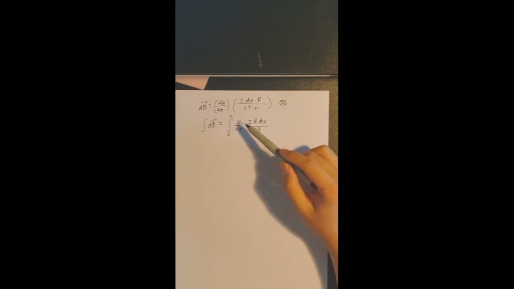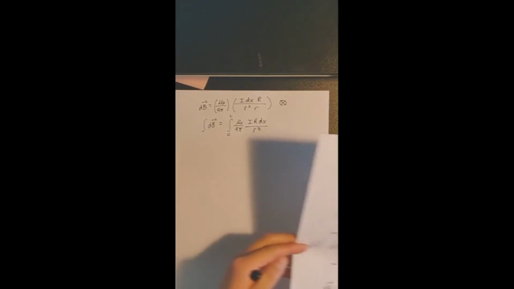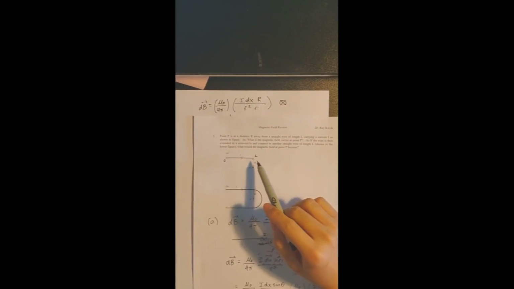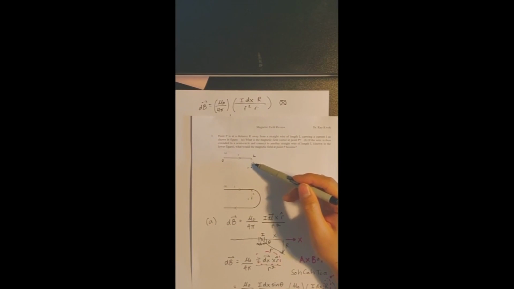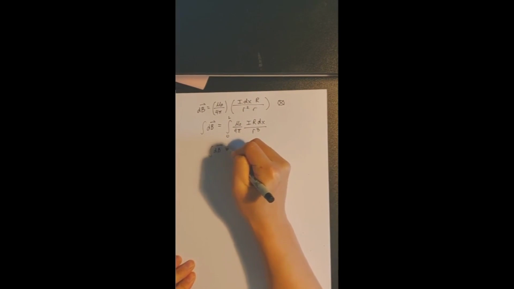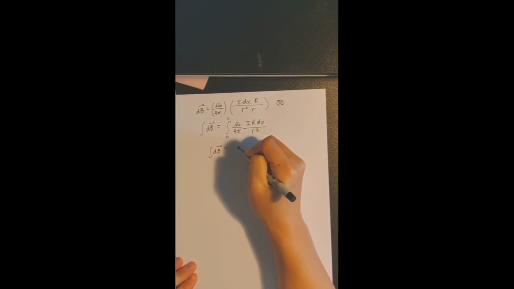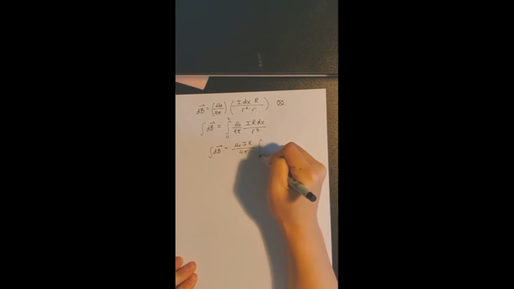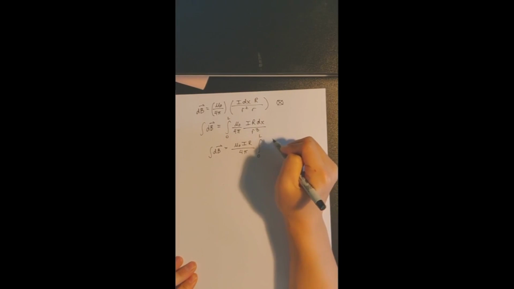In this case, our constants will be I and r, and mu naught over 4 pi, because current is going to be constant, and this r term will never change. So we'll just be left with the integral of dB is equal to mu naught I r over 4 pi, with limits of integration, like I said before, 0 to L, and all we're left with inside is just dx over r cubed.